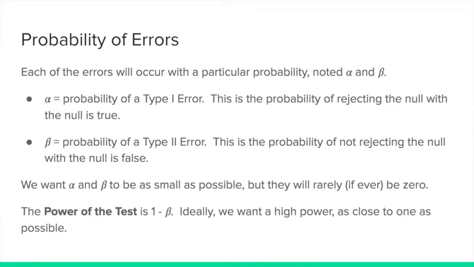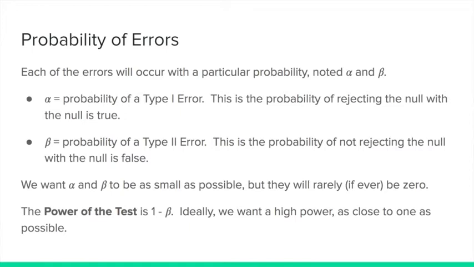So each of these errors has a probability, okay? And we note these probabilities with an alpha and a beta. Now we've seen alpha before, and this alpha and that alpha that we talked about in chapter 8, those are connected. Alpha is called the probability of a type 1 error. So it's the probability that we reject the null when we shouldn't have. The null is actually true. Beta, on the other hand, is the probability of a type 2 error, and that's the probability of not rejecting when we should have.